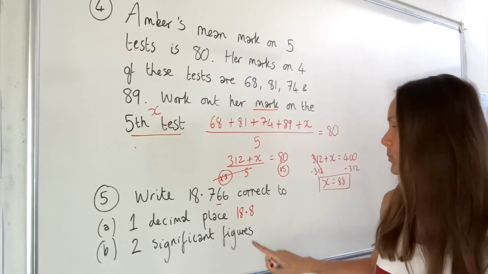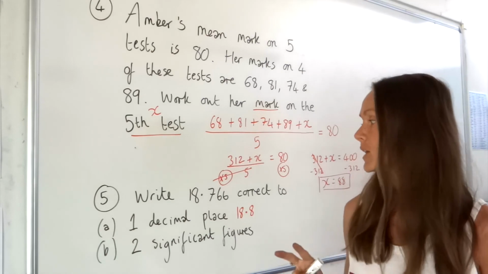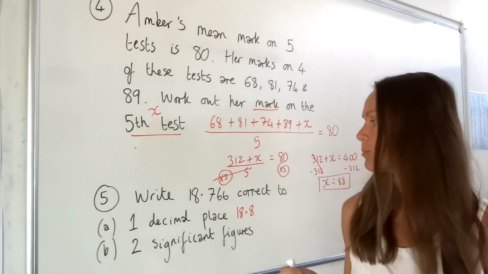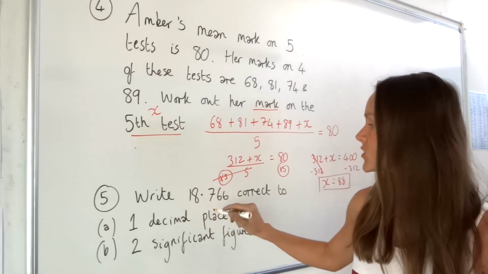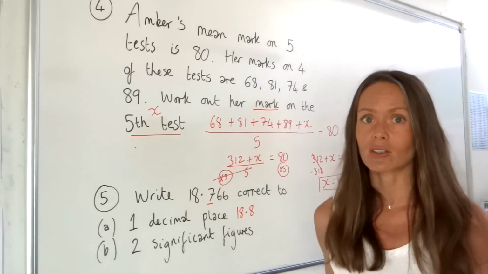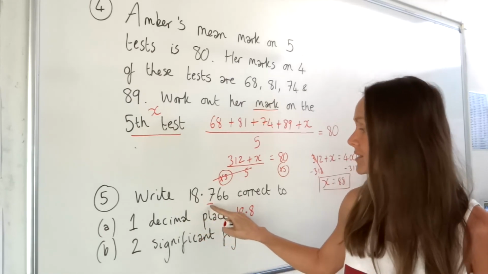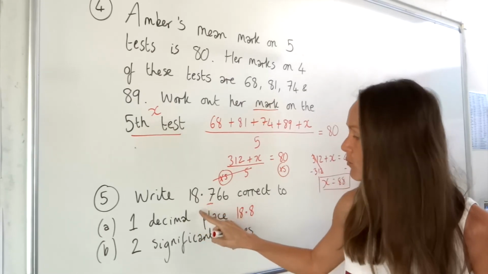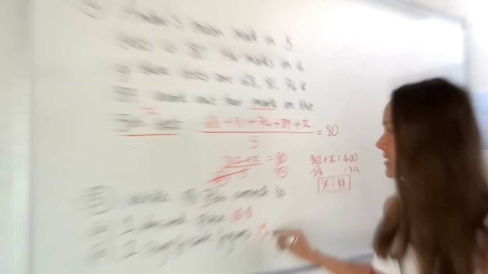Now, on to part B. So this time it says round to 2 significant figures. So you want 2 real numbers. So I'm going to start counting from the beginning, 1, 2. So this time I have to check the third figure to see if it rounds that second one up or not. And 7 is bigger than 5, so it rounds this one up 1, so I'm left with 19.